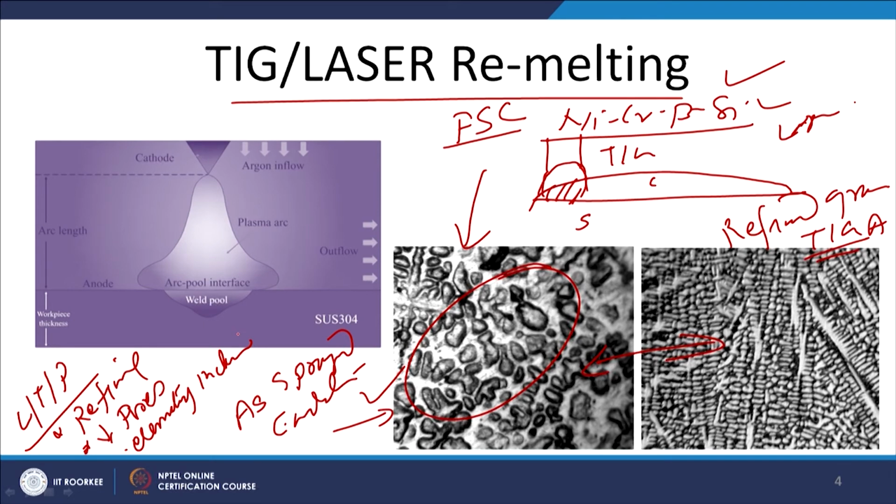And if controlled melting up to the substrate coating interface is carried out, it can also enhance the coating substrate bond strength. So, the controlled melting can be very useful. Controlled remelting of the flame spray coating can be useful with regard to the enhancement in performance of these coatings.